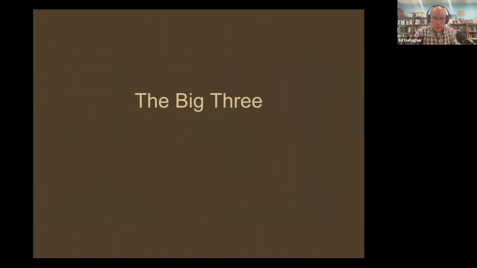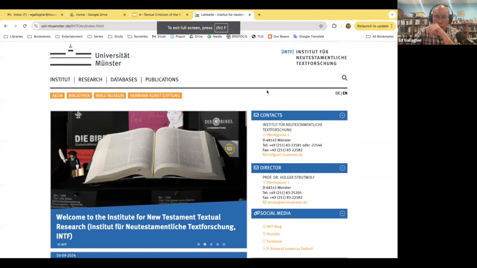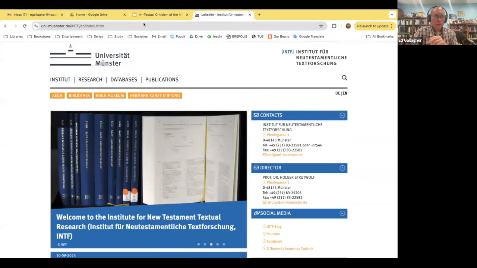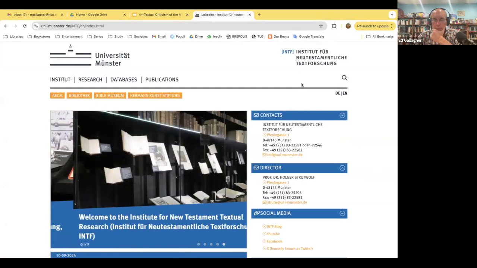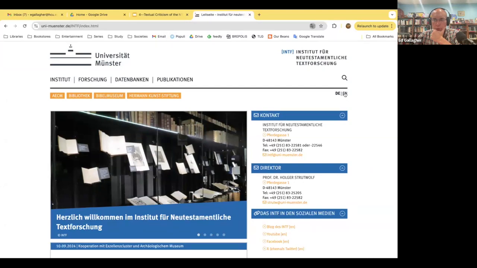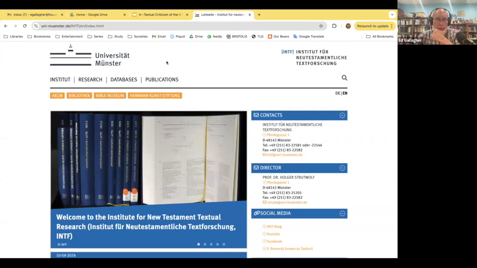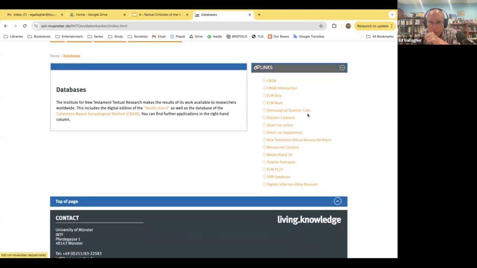All right. Now, we don't want to talk about the big three yet, but we want to go to this website. The University of Munster has put up on the web the INTF website, and you can select whether you want it to be in German or in English. We'll take English, and we want to go to the databases and go to the short list online.